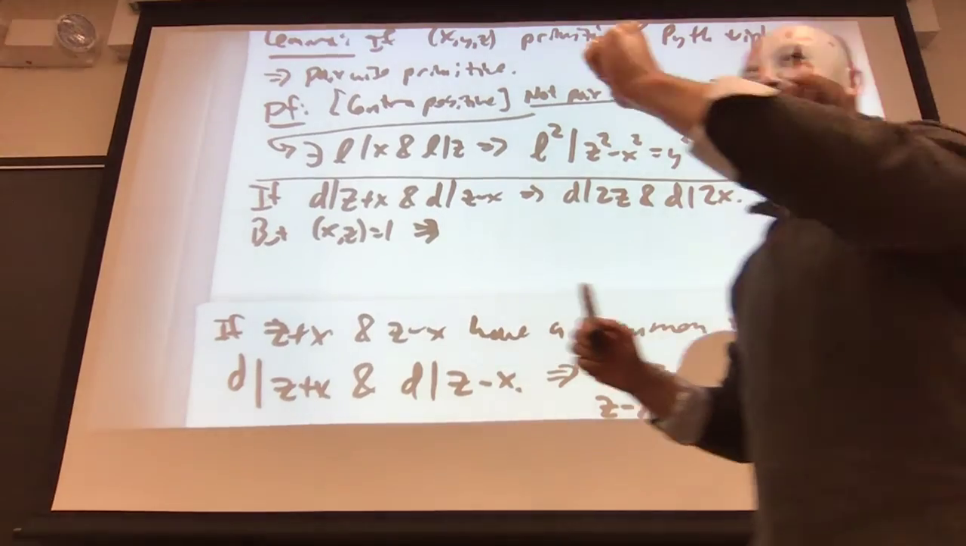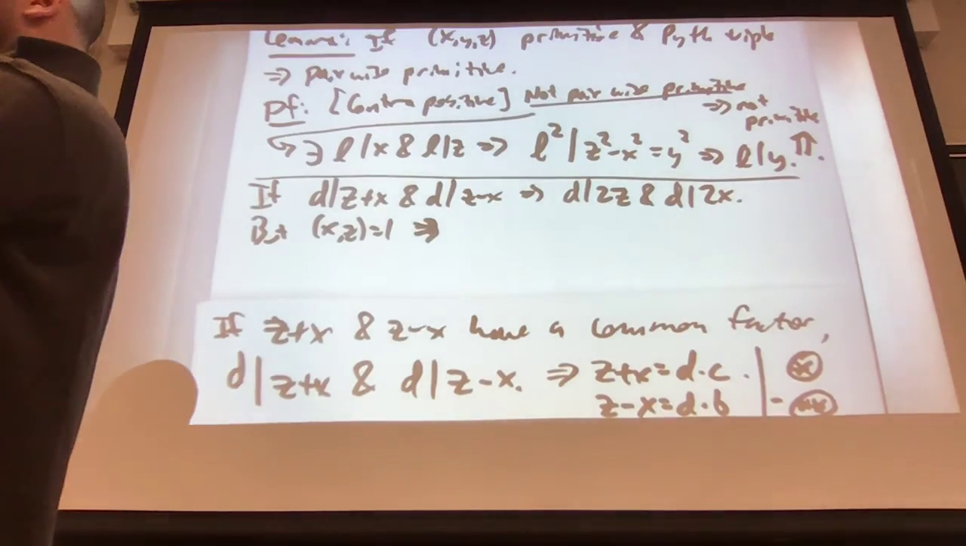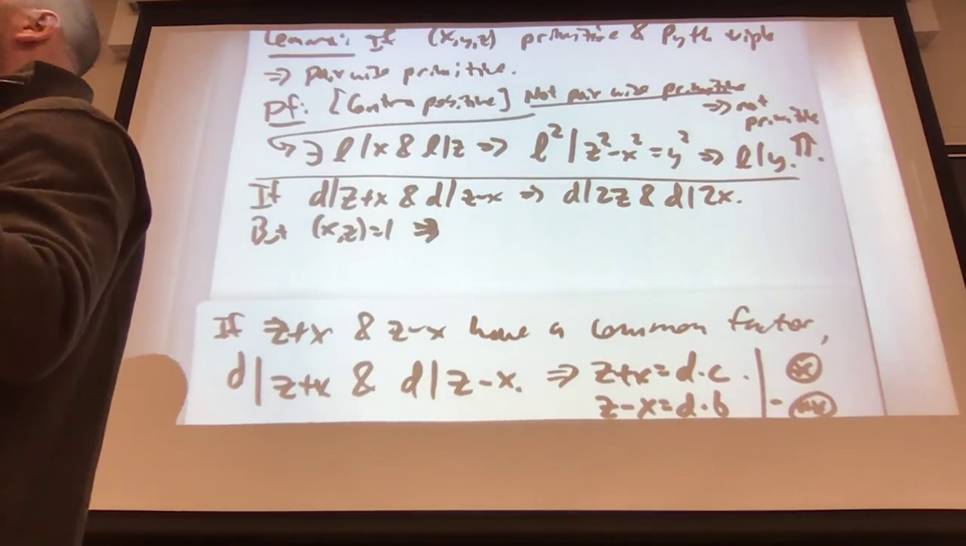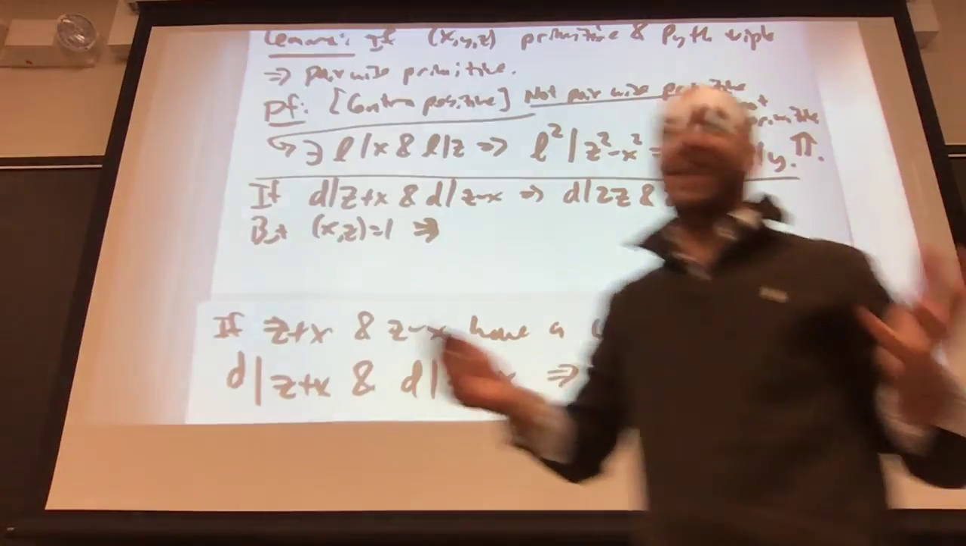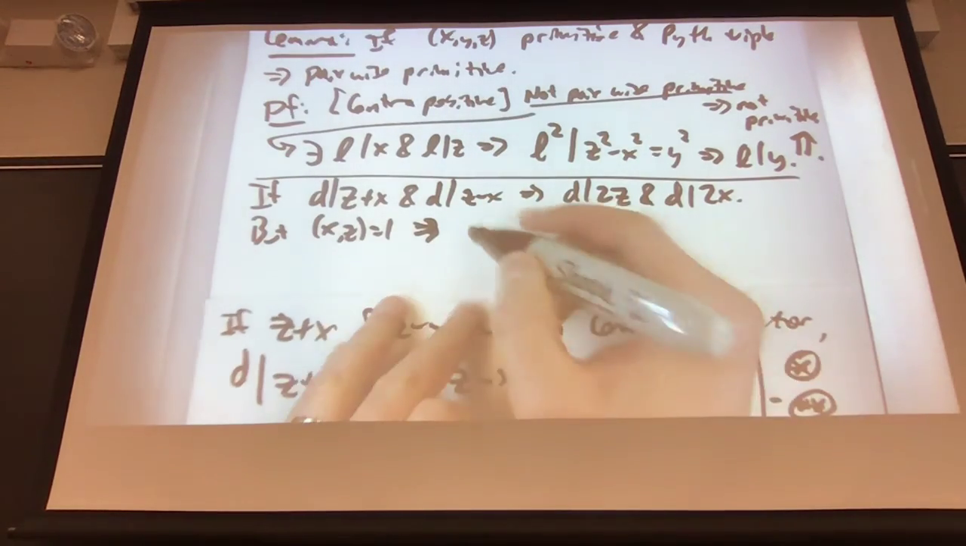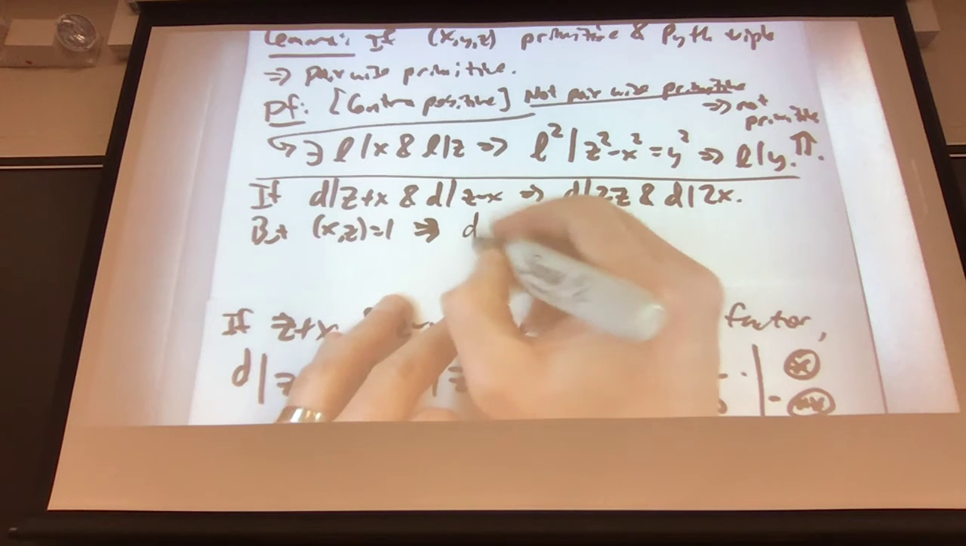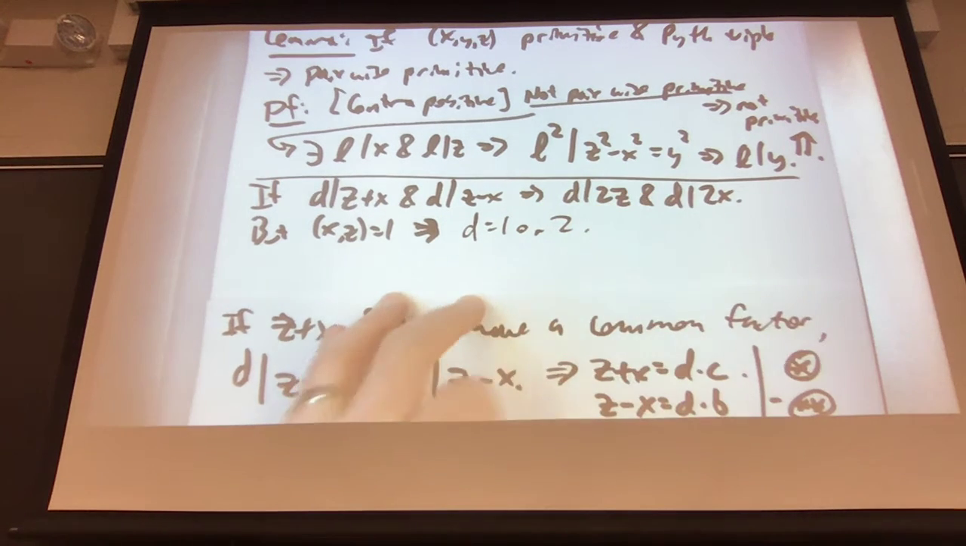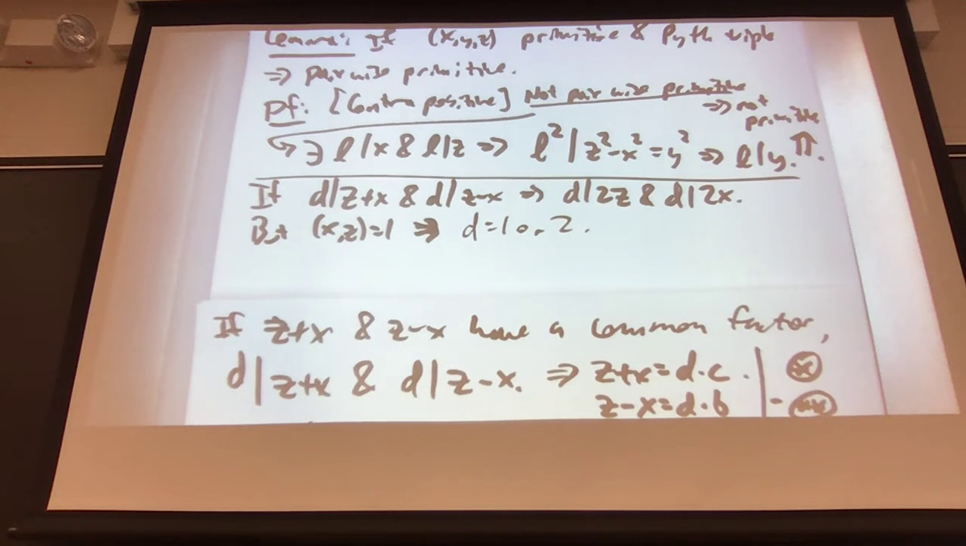Tell me your name? Surya. Surya. So they only have 2 in common? They can have at most 2 in common. Exactly. That means d is 1 or 2.